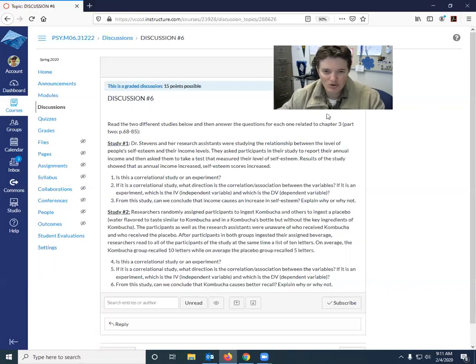So the chapter reading for this will help you. So will the Beyond the Book in the lecture, which is quite a bit about correlation versus causation and identifying independent and dependent variables. So make sure you take a look at those things before working on this.